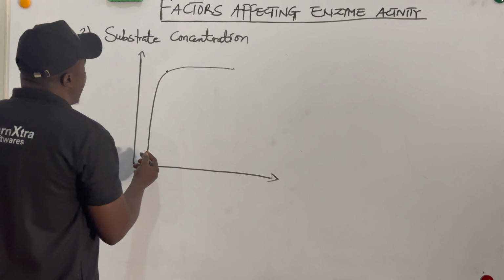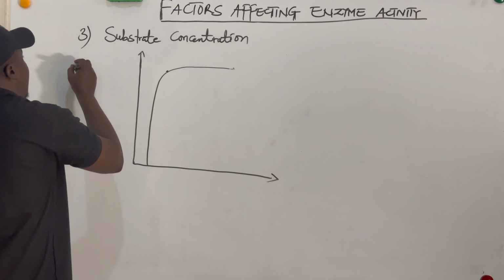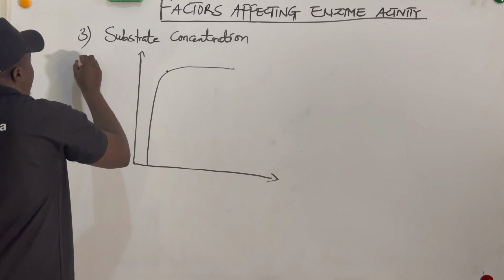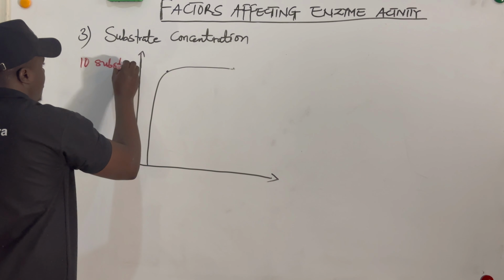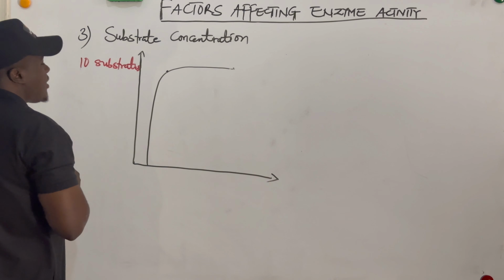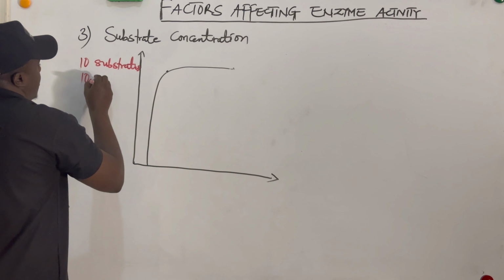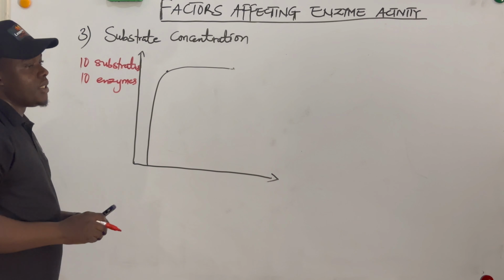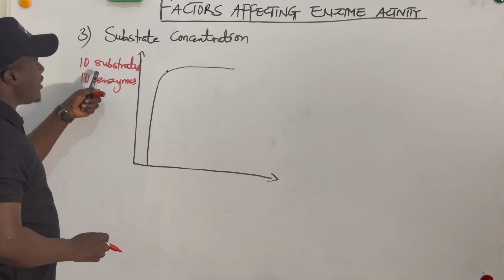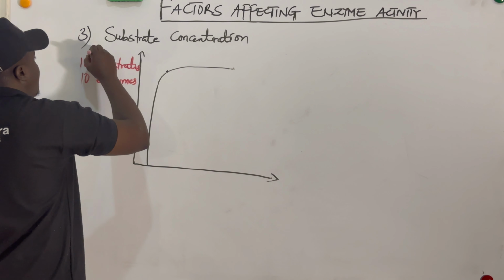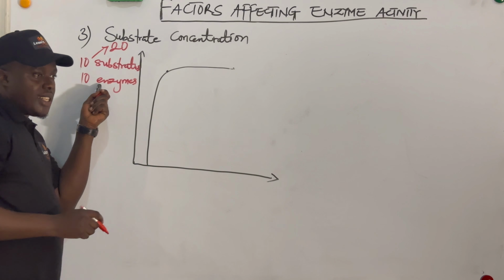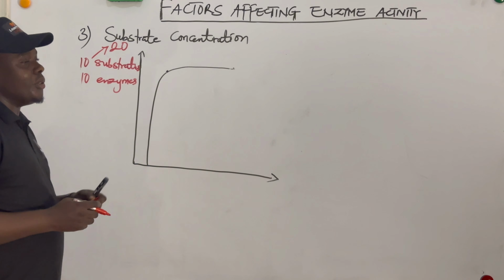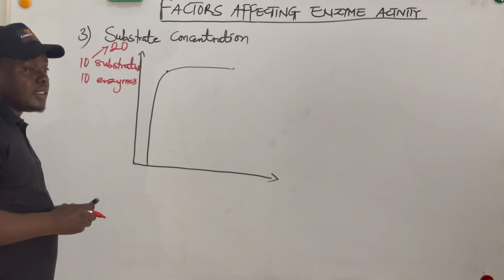So now, let's say for instance, I have 10 substrates, right? It means I need 10 enzymes that will act on these 10 substrates. If I increase the number of substrates now, let's say I increase it to 20 against this 10, it means I need an additional 10 enzymes that will act on the newly added 10 substrates, right?